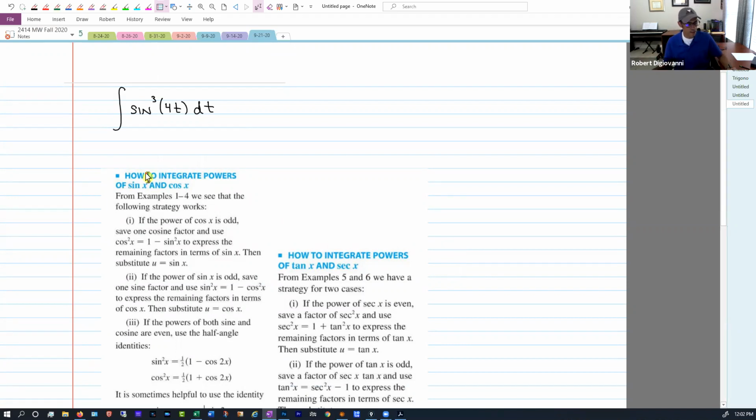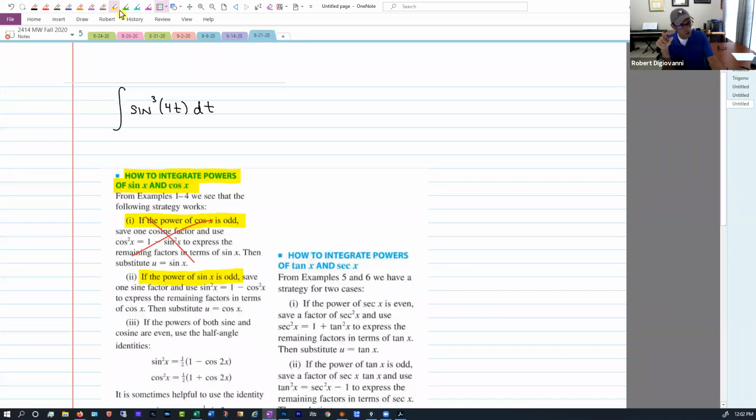So how do we integrate powers of sine and cosine? Well, the first thing we have to do is ask ourselves this question. If the power of cosine is odd, well, we don't even have a cosine, do we? All right, the next question: if the power of sine is odd, yes, that's us. We have an odd power of sine.